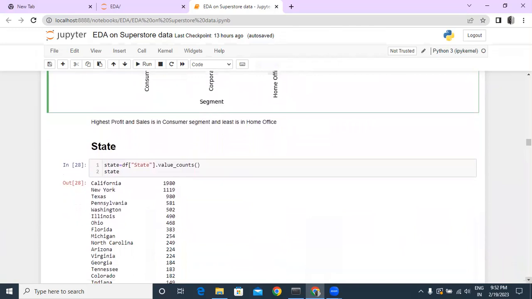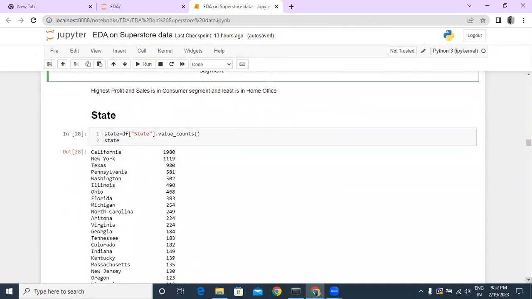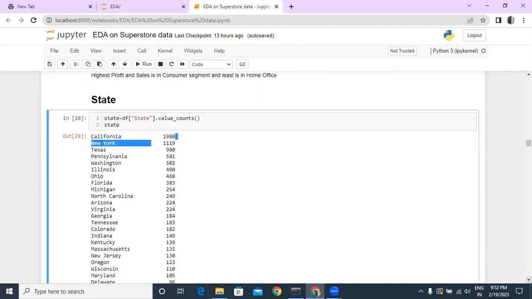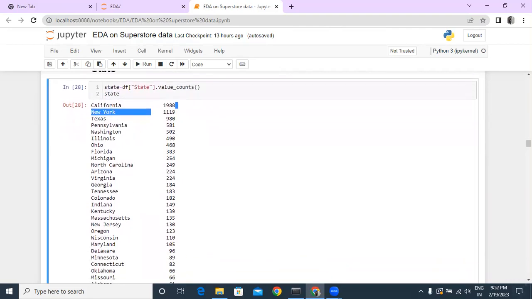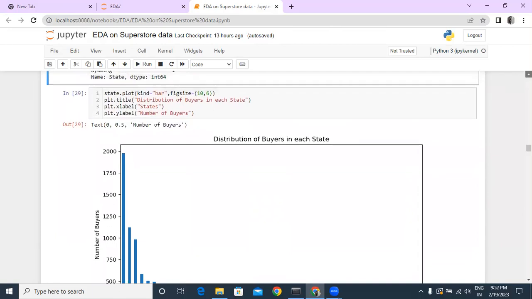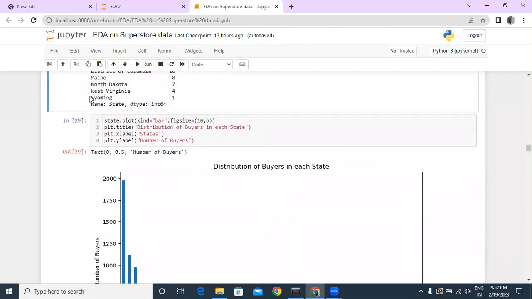Now we are moving on further to the next column, that is state. So we'll check the state-wise trend. First, we have checked the value count of the state, and we can see California is at the top. And let's move on below, and we can see that at least we have Wyoming.